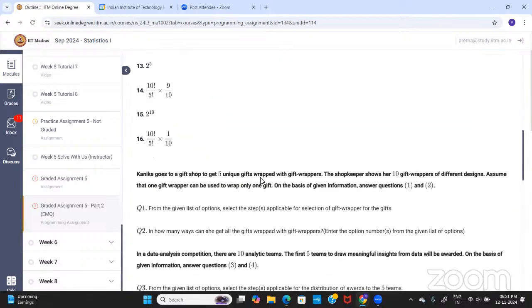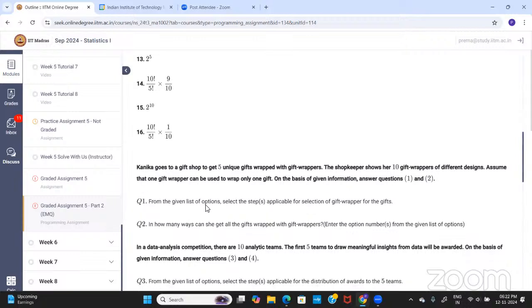Ma'am, here in question 1, the given answer is that order matters and she will select the gift wrapper simultaneously. So my doubt is that why will she select simultaneously?